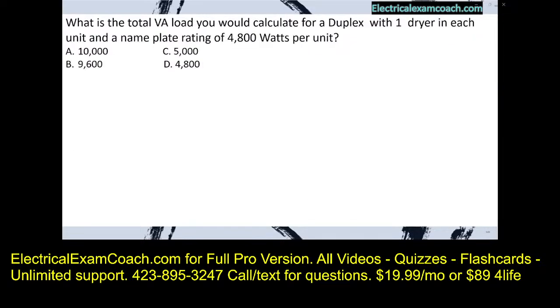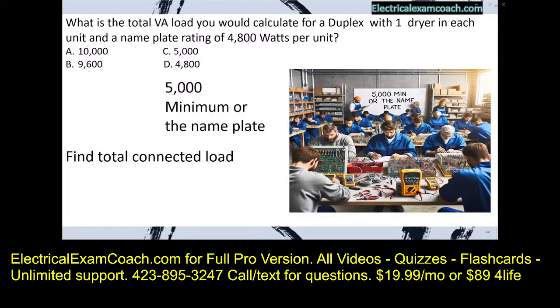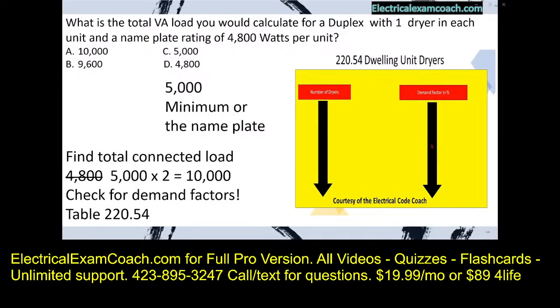What is the total VA load you would calculate for one duplex with 1 dryer in each unit and a nameplate rating of 4,800 watts per unit? First thing we're going to do is find the total connected load. We know that it's a 5,000 minimum or the nameplate, whichever is larger. So the 4,800 is out and the 5,000 is in. Then we have to multiply it by our 2 units, and that gives us 10,000. Now we check for demand factors. For this, we head over to table 220.54, and we're going to find that 1 through 4 ranges is calculated at 100%. And we're going to select A.